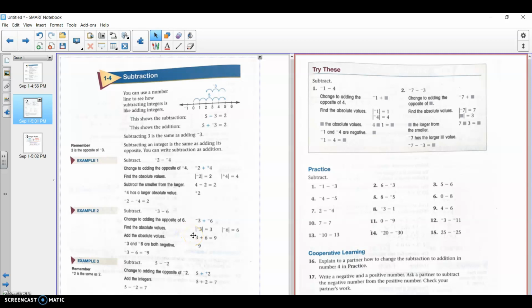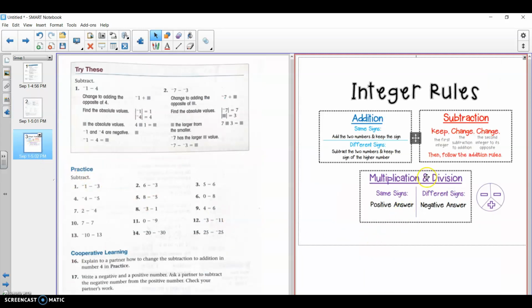Lesson 1-4, subtraction. So we are going to do subtraction of integers. Integers, as a reminder, are positive and negative numbers. And one of the things that we're going to look at today in your interactive notebook is you're going to look at this box right here.